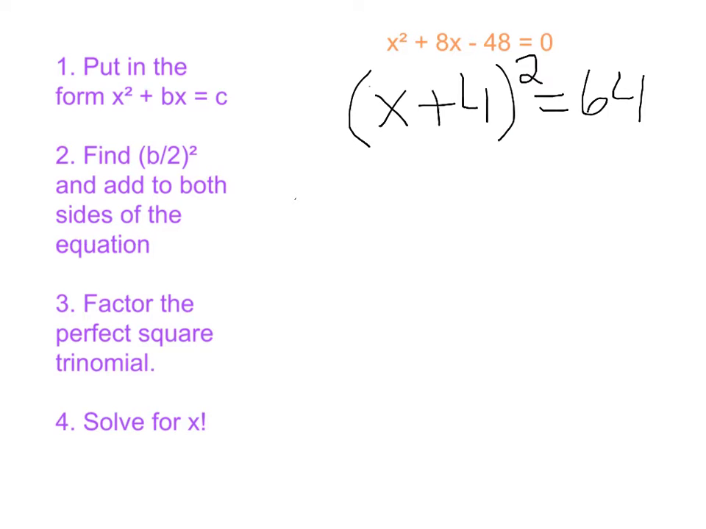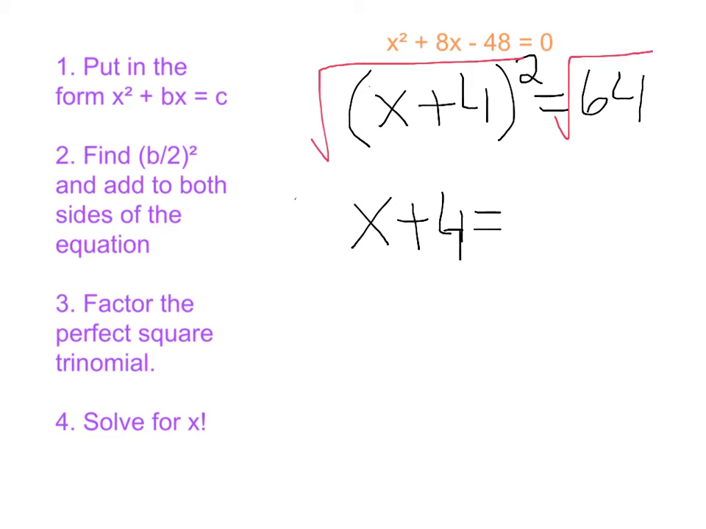To solve for x, you just have to do inverse operations. So in this case, first we have this binomial squared. And what's the opposite of something squared? Square root. So we're going to square root both sides of the equation. When you square root something squared, they just cancel out. So on the left side, it's going to leave you with just x plus 4 equals the square root of 64, which is 8.